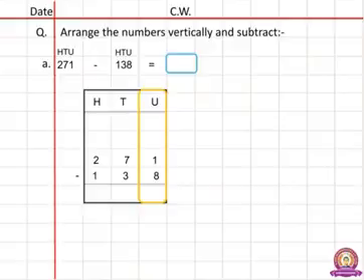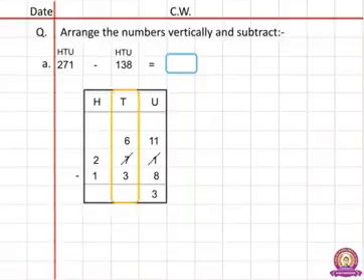We have a bigger number in the bottom floor of the units column. So, let's borrow 110 from 7 tens. Strike 7 and write 6. 110 plus 1 unit is equal to 11 units. Strike 1 and write 11. 11 minus 8 is equal to 3.